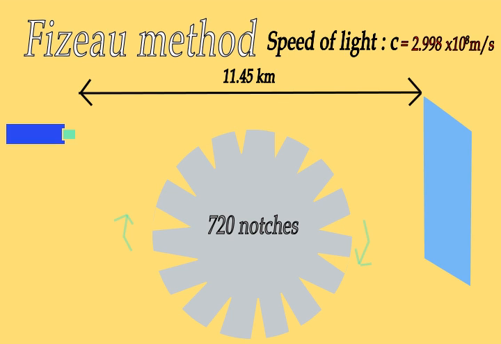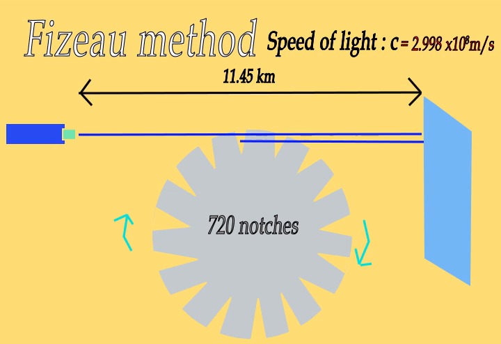When the wheel is spinning, the speed of light is determined by passing through one notch of the wheel, and then returning through the next notch. Originally, the light passes through from this notch. However, since the wheel is rotating clockwise, after the light has been reflected, this notch will replace the original notch, and the light will pass through this notch.